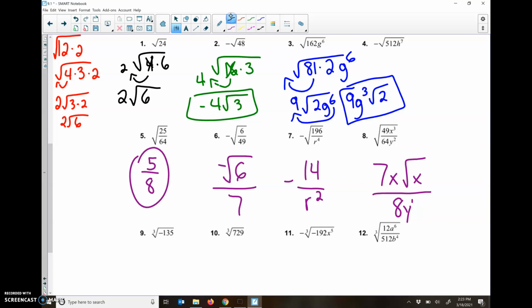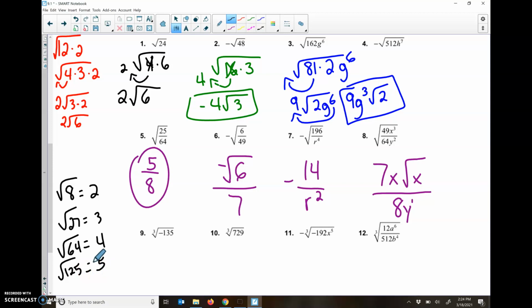All right, 9 starts a little different now. Now these are 3's on the outside, so that means a cube root. So that means the number times itself 3 times. So like 2 times 2 times 2 is 8. 3 times 3 times 3 is 27. 4 times 4 times 4 is 64, and so on and so on. 125 for 5. So a number times itself 3 times.